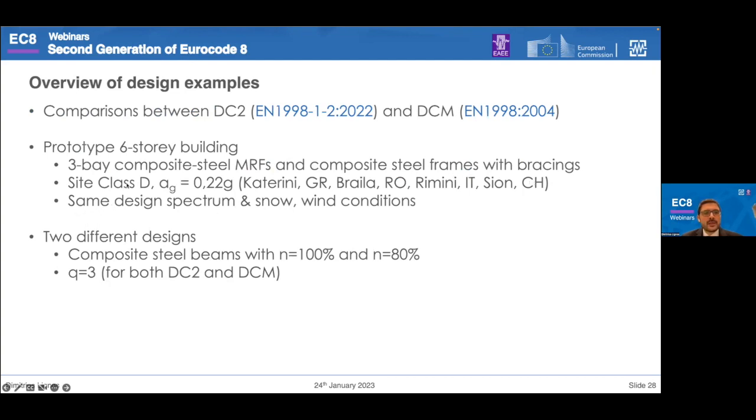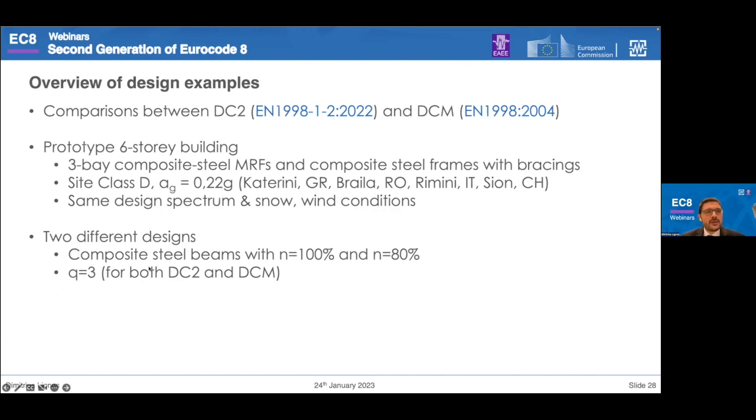The site class that has been selected is D, with a peak ground acceleration of 0.22 g. And we've done comparative designs in different sites across Europe, including Katerini from Greece, Brailia from Romania, Rimini in Italy, and Sion in Switzerland. What's interesting about these locations is that they have more or less the same design spectrum, as well as snow and wind conditions, but they have a different seismic hazard curve. So essentially the frequency of events is not the same for different spectral accelerations that you may be interested in.